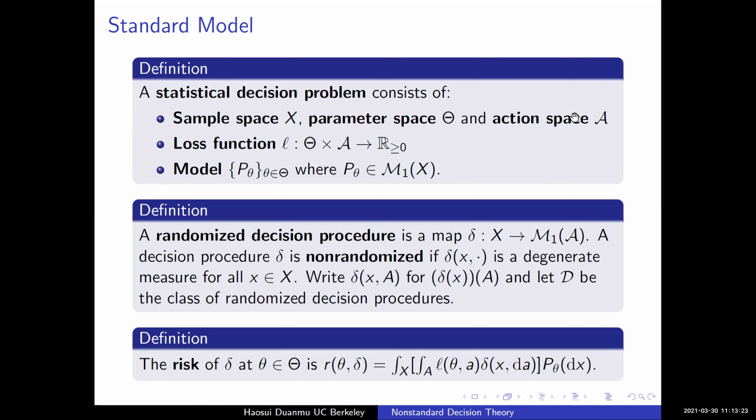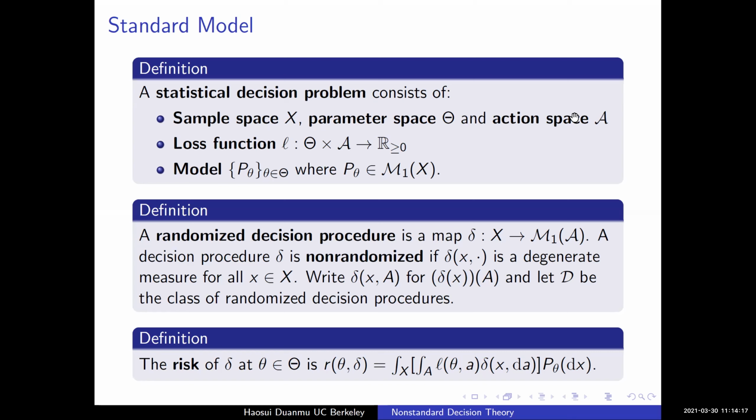The rigorous definition of a randomized decision procedure is a map delta from X to M1A, where M1A denotes the set of probability measures on the action space. Basically, a randomized decision procedure says that if I observe some data from the sample space, then delta provides a rule of how to make actions randomly in the action space A. The decision procedure delta is non-randomized if for every x in X, delta x is a degenerate measure on the action space A. We shall use delta x(A) to denote delta x parenthesis A, and we use D to denote the class of all randomized decision procedures.